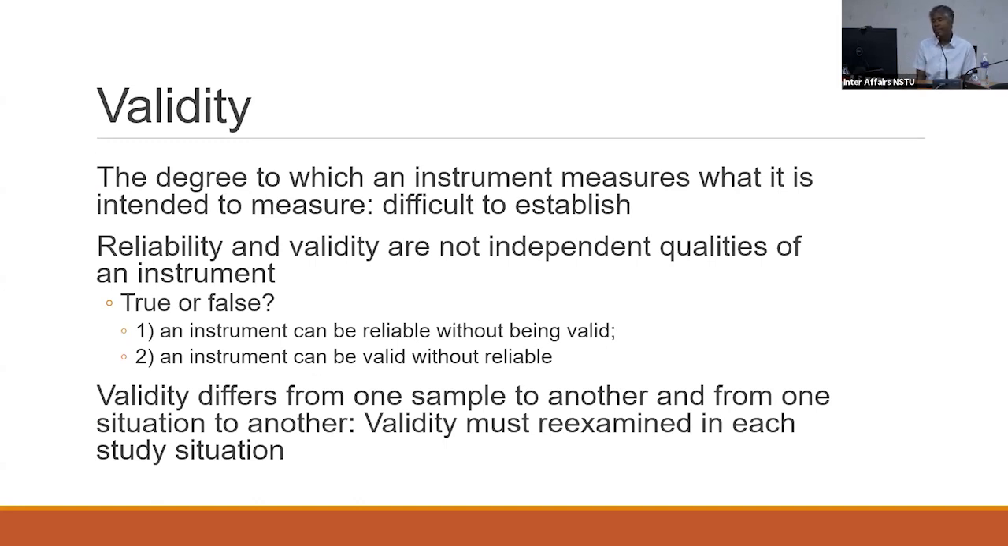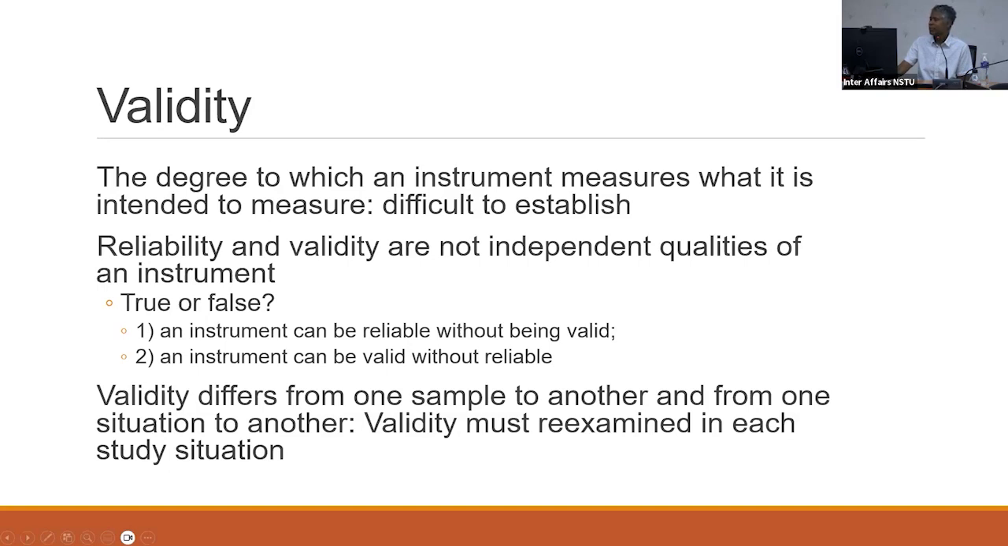So reliability and validity are both important constructs, but they're not really independent of one another when we think about the entire measurement instrument. So, true or false? An instrument can be reliable without being valid. True or false?